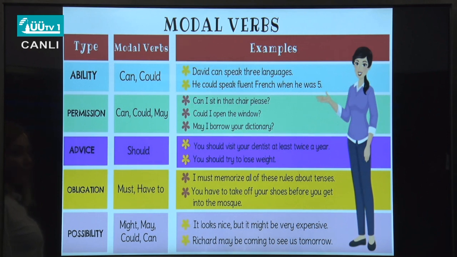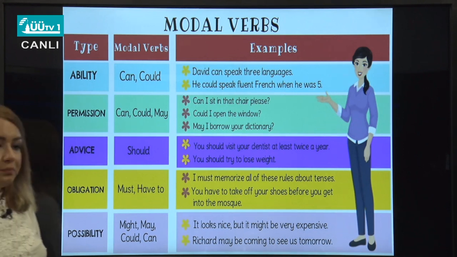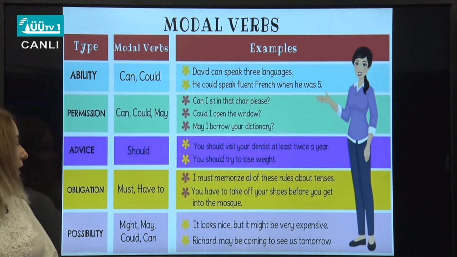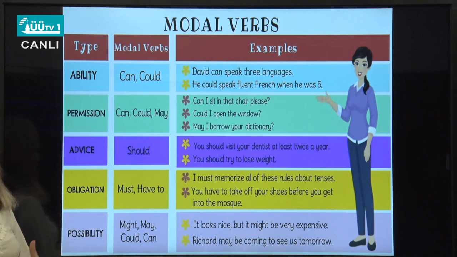And what about obligation? Must or have to. So, there is a very important thing I want to talk about while considering must and have to. They can be used interchangeably, but the meaning is a bit different. In spoken language, we normally use have to, and we will go through the slight differences we have between them.